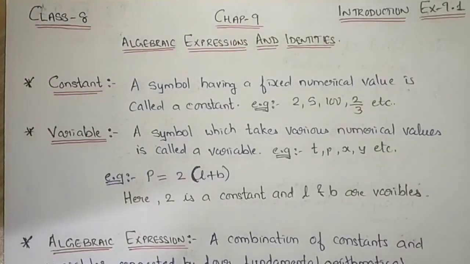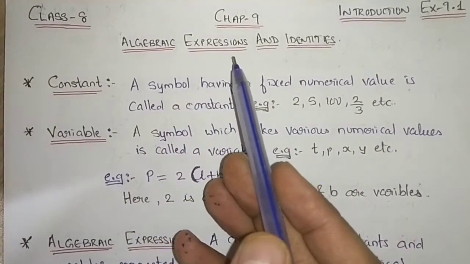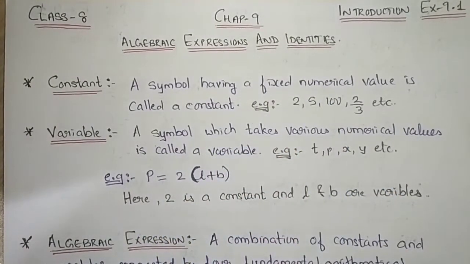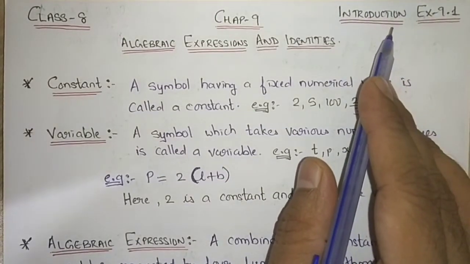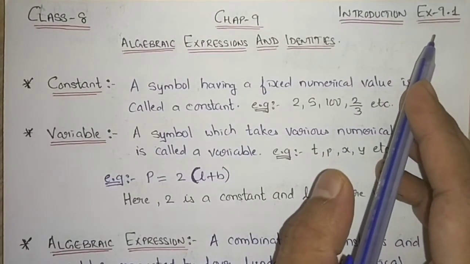Good morning, students. Today we are going to start chapter number 9. Chapter name is Algebraic Expressions and Identities. We are going to take the introduction part today for exercise 9.1.